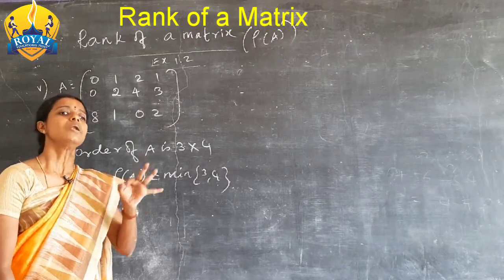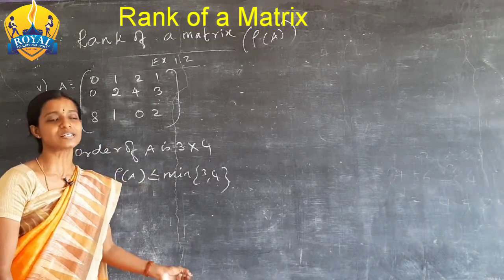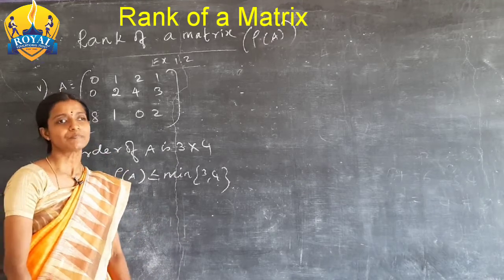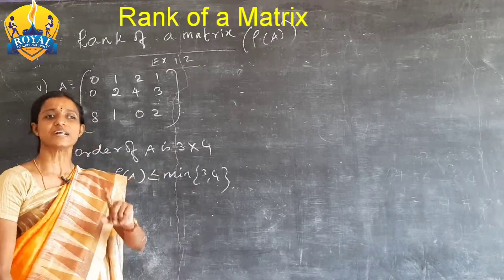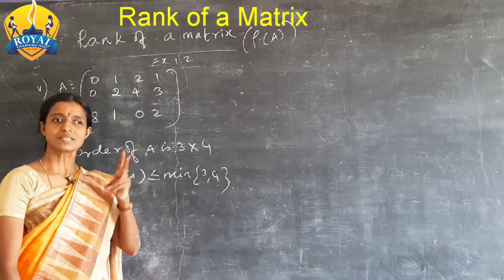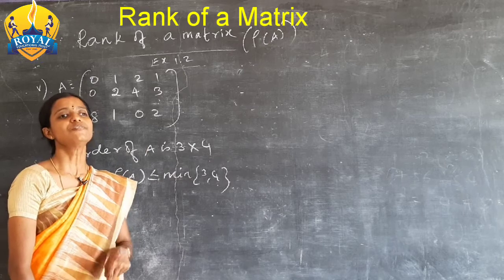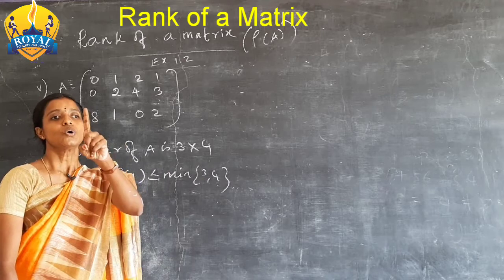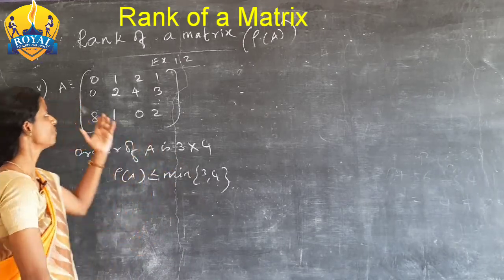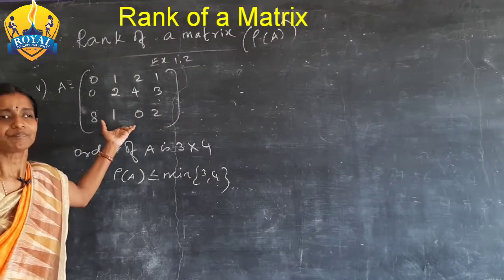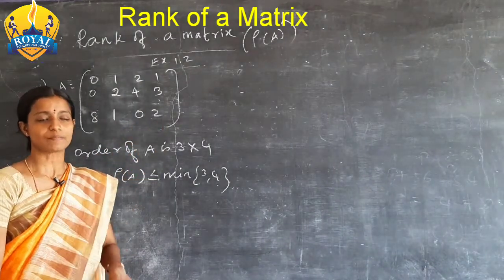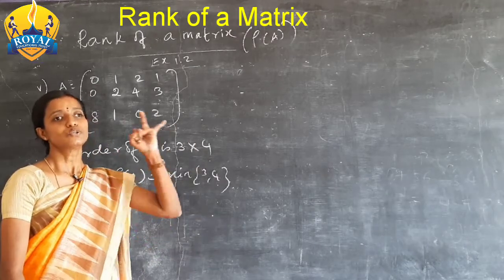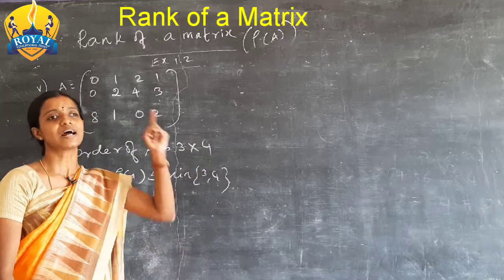If all possible 3 cross 3 minors vanish, then automatically I have to consider 2 cross 2 minors. If at least one of the 2 cross 2 minors does not vanish, my rank is 2. Suppose even if every 2 cross 2 minor vanishes, then I have to go into 1 cross 1 minors, where I have many non-zero elements inside the matrix. So definitely I can say rank is 1. So first consideration 3 cross 3, if everything vanishes, 2 cross 2, if that also vanishes, then at last 1 cross 1.